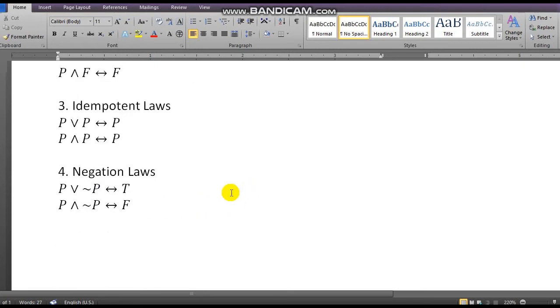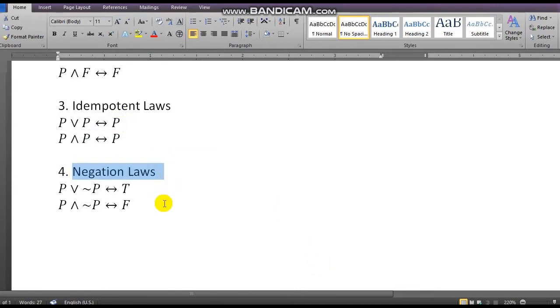Now, for the idempotent laws, we are checking what the statement would be if it's combined with itself. P or P is P, while P and P is still P. If the proposition is combined with itself with an and or an or, it remains the same.